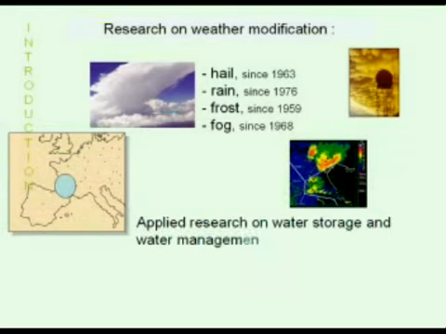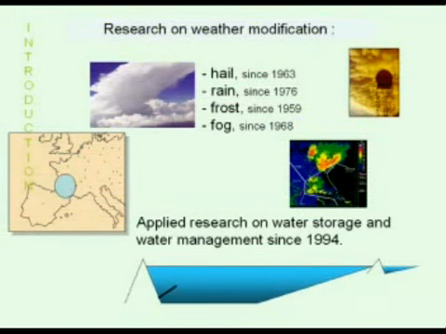Rain enhancement has been done since 1976, even though there were sporadic attempts even before. Frost, for example, is detrimental to grape and vineyard crops. Frost suppression has been done since 1959, especially in Germany and these areas where grapes are grown. Fog dissipation is practiced in many countries. Recently, there was fog in Delhi which stopped many airplanes, resulting in colossal loss. If you can dissipate fog, that will be very useful for the aviation sector.